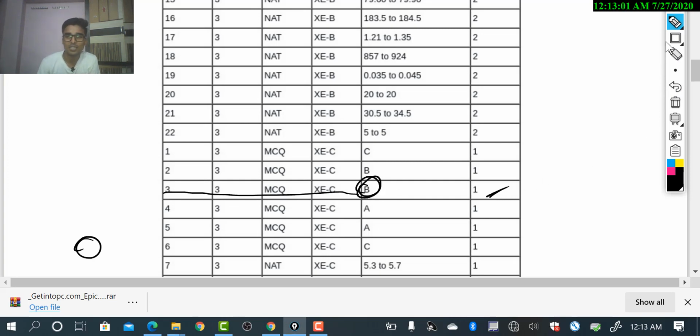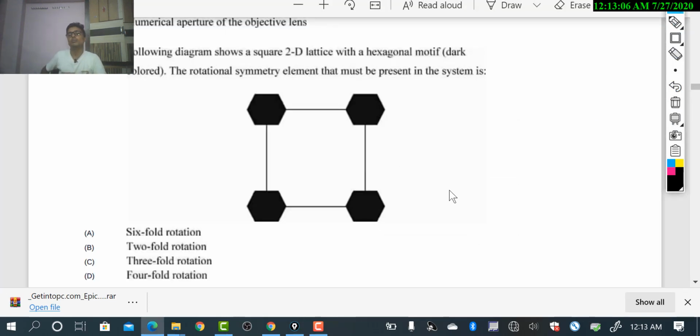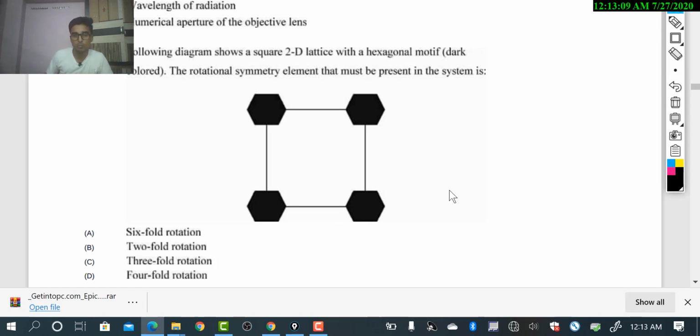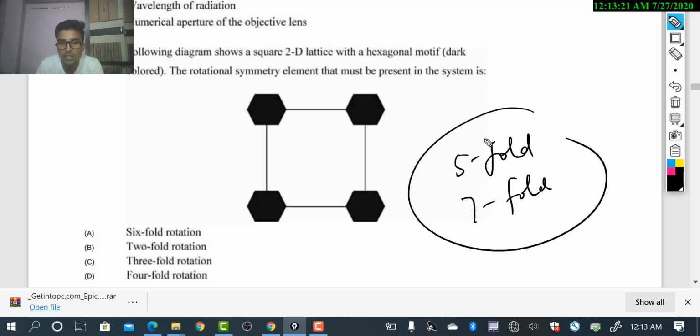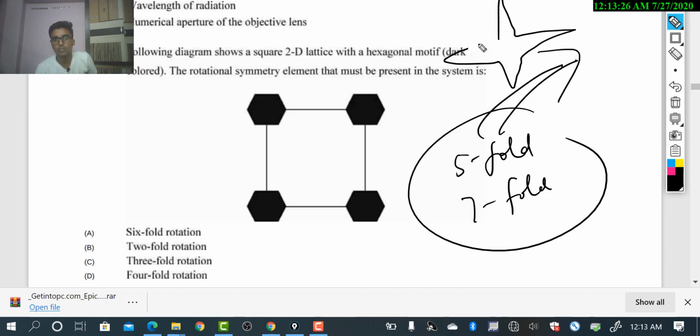So basically, rotational symmetry is the fundamental concept of the symmetry portion of the syllabus, crystallography and crystal structure. Another thing for your knowledge, always remember 5-fold symmetry is not possible in crystallography. 5 and 7 are not possible in crystallography. In nature it is there, like some flowers which show 5-fold symmetry. But what is 5-fold symmetry? It means if you rotate it by 360 degrees, it will repeat itself 5 times.